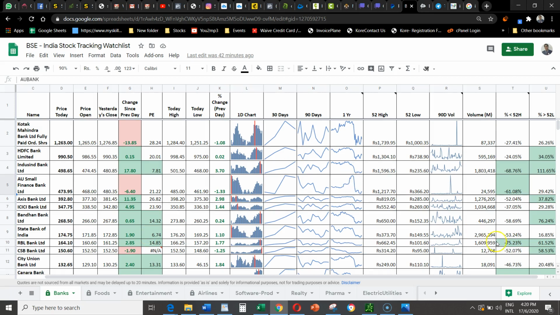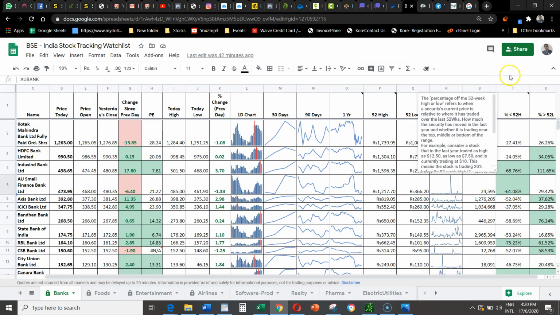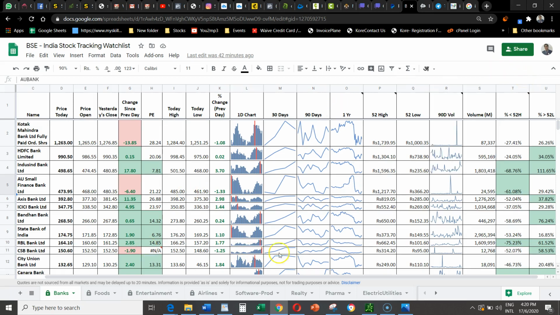And then here, this is very interesting, where you can see that this is 75% below. CSB Bank is 75% below its 52-week high. The stock price is so low, right? So that means the stock price has actually come up just a little bit. All right, there's a huge fall. So this is how this tells us what is a buying opportunity.